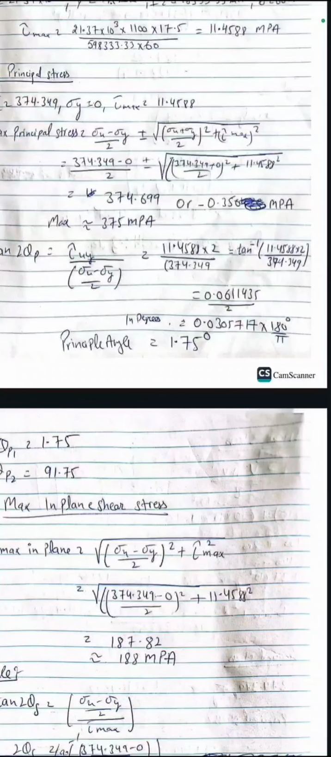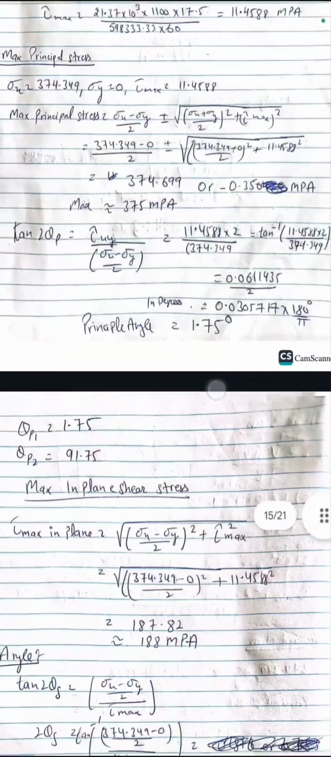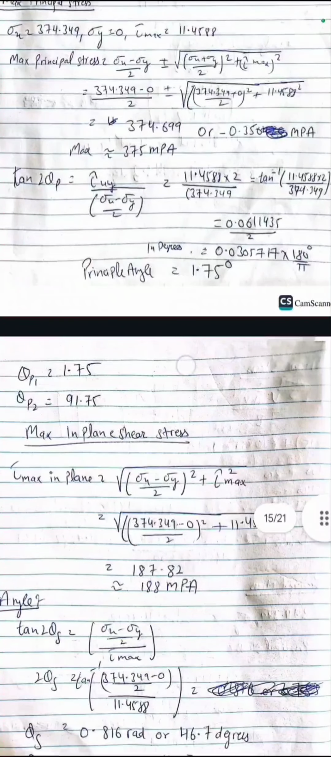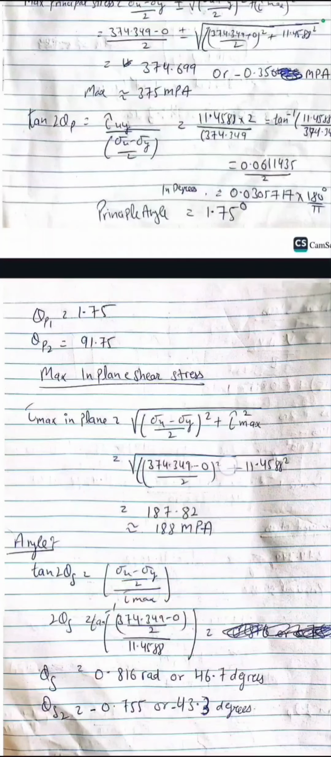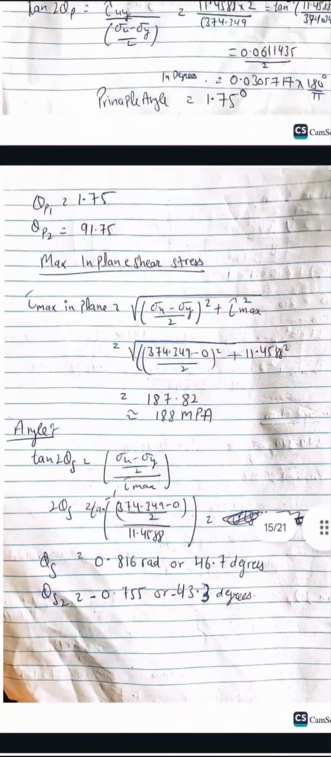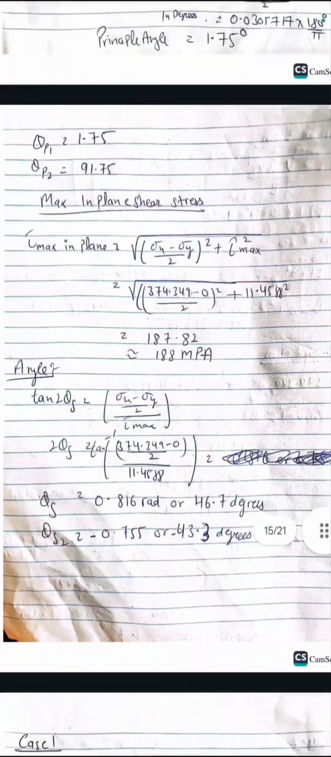The principal angle that we got was in radians, so we converted it into degrees, and the principal angle that came out was 1.75 degrees. So sigma p1, theta p1 is equal to 1.75, and our theta p2 came out to be 91.75. And we continue ahead and we calculate our max in-plane shear stress.